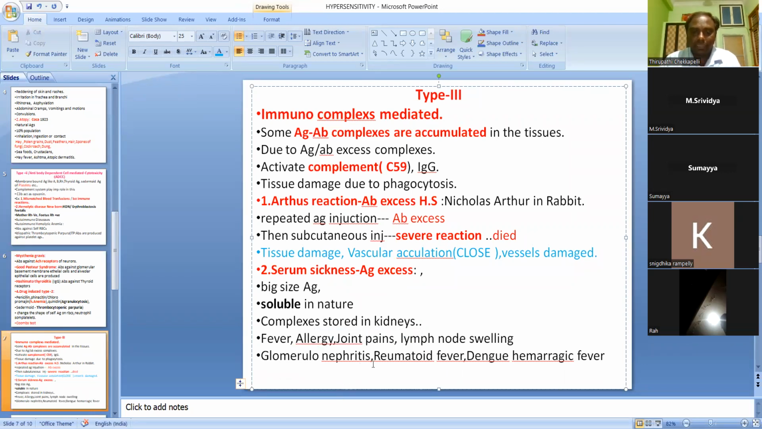So because of this, some diseases come, like glomerulonephritis. These are some diseases that occur due to antigen excess of serum sickness. So glomerulonephritis, rheumatoid fever, dengue hemorrhagic fever are some of the diseases that occur due to serum sickness.